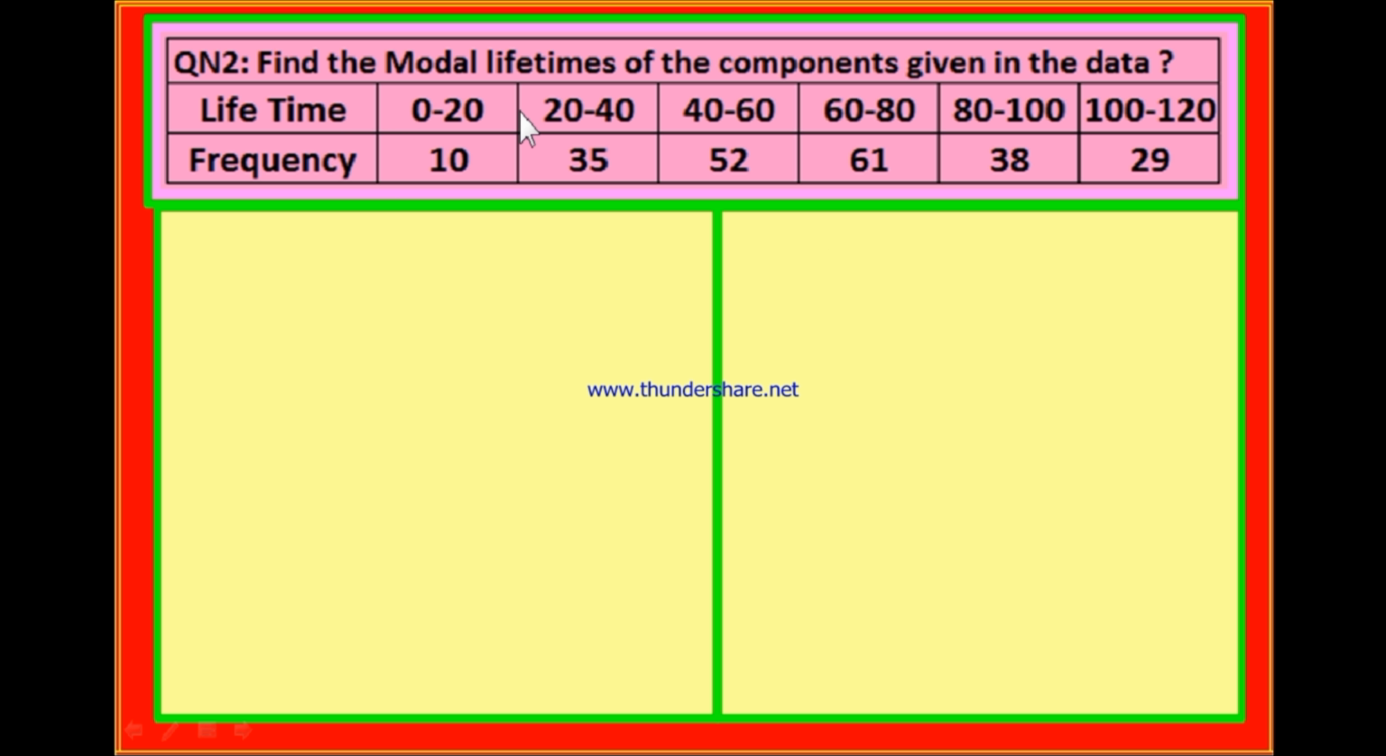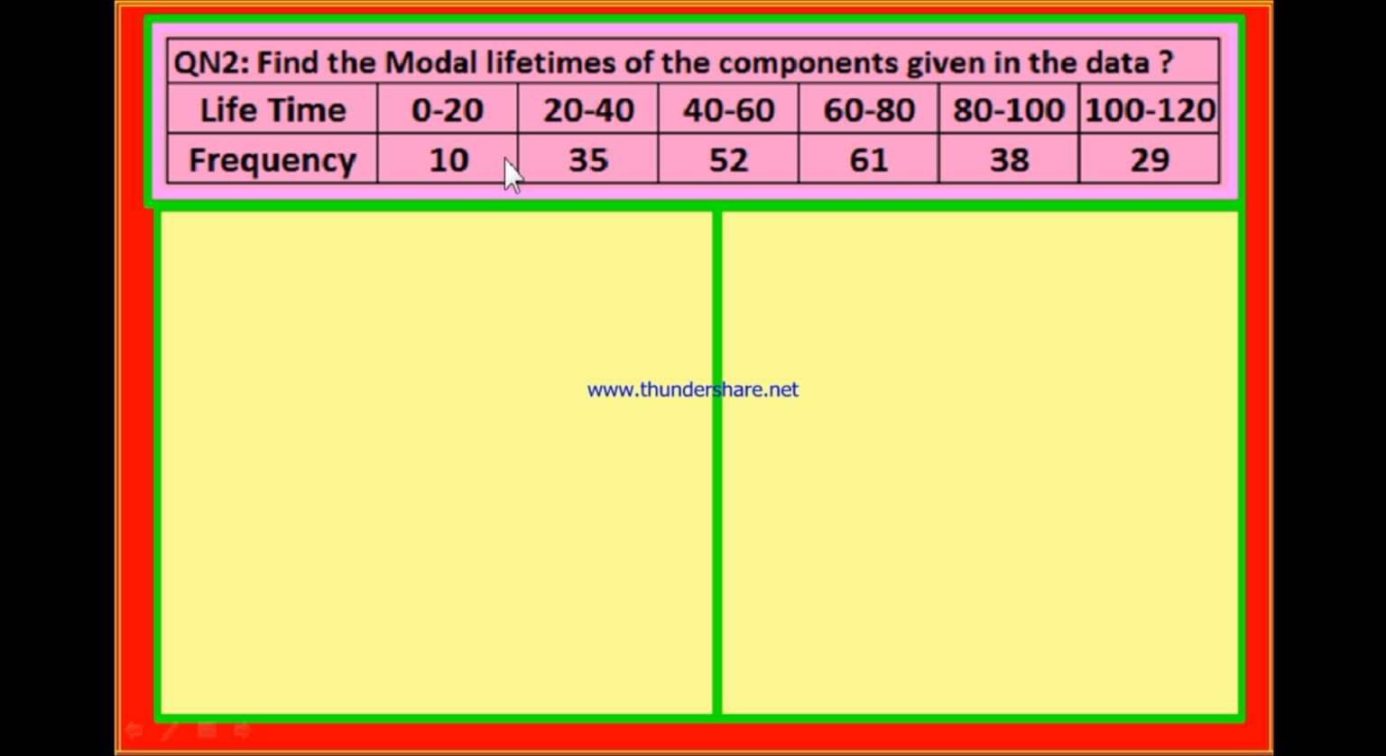Lifetime in years 0 to 20, the frequency is 10, and in between 20 to 40, the frequency is 35, and in the class 40 to 60, the frequency is 52, 60 to 80 class, the frequency is 61, and in between 80 to 100 class, the frequency is 38, and from 100 to 120 class, the frequency is 29. For this group of data, you have to find the mode. Find the modal lifetime of the components of the given data.